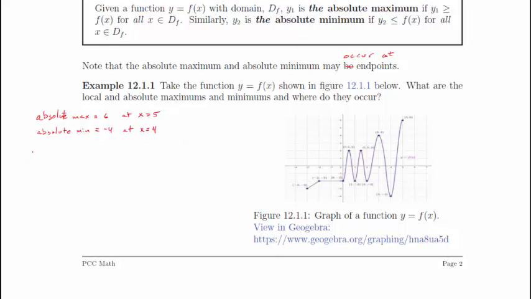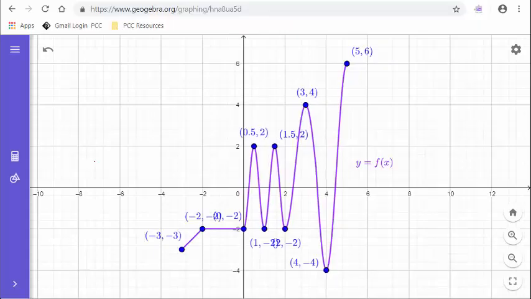So let's go back and let's talk about local minimums. Let's write this real quick. Local mins. So we're going to do these one at a time. As I look at this graph, I see that I cannot use this endpoint because I can't draw an open interval around this point here.